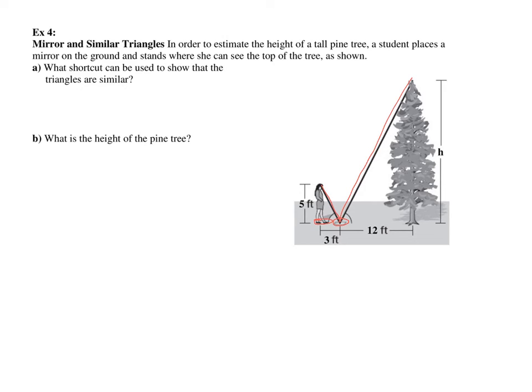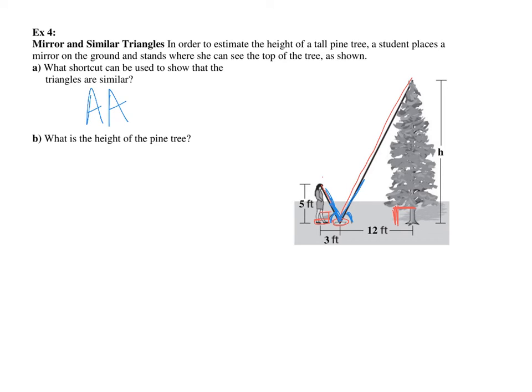Okay, what shortcut can be used to show that the triangles are similar? Well, you would hope that the tree grows at a right angle and that she's standing at a right angle. And then the angle at which she looks down at the mirror, that line of sight bounces off the mirror and creates 2 congruent angles. So those are the angles from the deflection. So these triangles are not congruent, the angles are congruent, so the triangles are similar by AA.